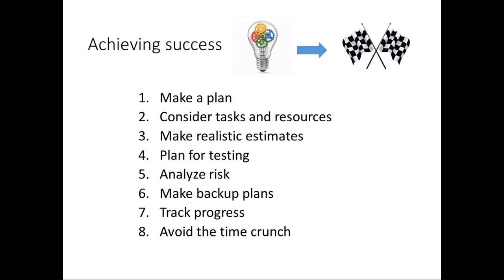Analyze risk and determine the high-risk tasks. If high-risk tasks are found, take steps to reduce the risk through actions on resources or redesigns. Make backup plans. Plan for the unexpected and have backup plans if certain tasks or system modules cannot be completed on time. Track progress. It's great to make the plan in the first place, but also use it to track progress and keep track of the project being ahead or behind schedule. If the project is behind schedule, avoid the time crunch. Take action to get back on track while still leaving time for testing at the end.